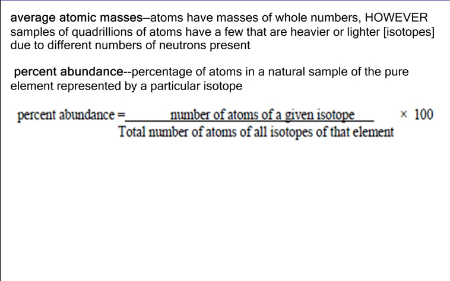As I said, average atomic masses are the average of all the isotopes of a certain element. And we calculate these using the percent abundance, so the percentage of atoms in a pure sample of a substance. The percent abundance is the number of atoms of a given isotope within the sample divided by the total number of atoms of all isotopes of that element.